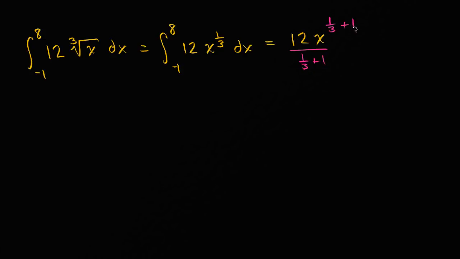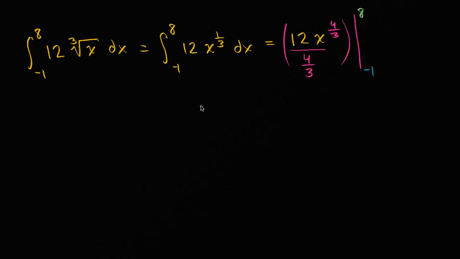And so what's 1/3 plus 1? Well, that's 4/3. 1/3 plus 3/3, that's 4/3. So I could write this as x to the 4/3 divided by 4/3. And I'm going to evaluate this at the bounds. I'll do this in different colors. I'm going to evaluate it at 8, and I'm going to evaluate it at -1, and I'm going to subtract the value at -1 from this expression evaluated at 8.